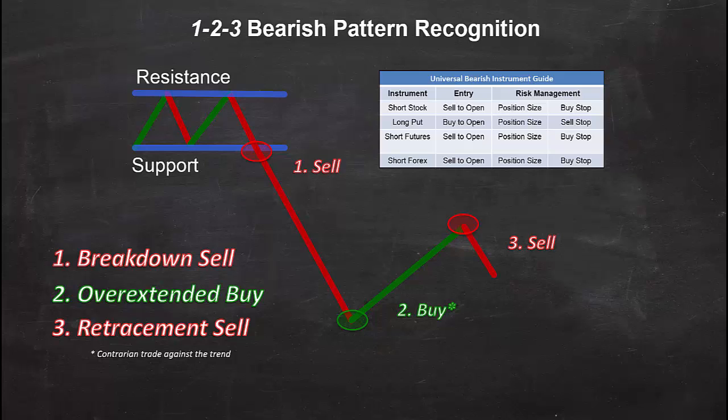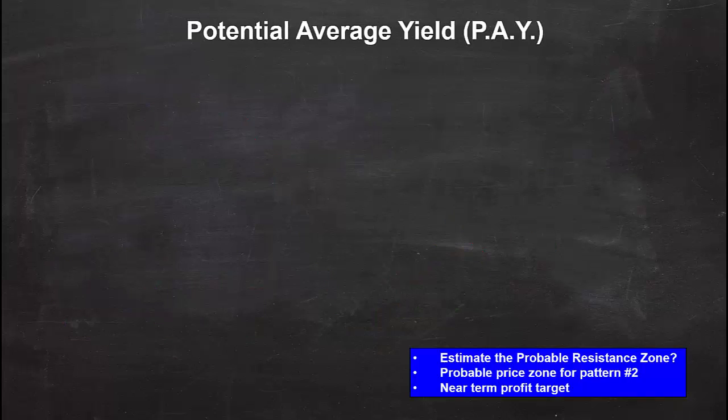Now, in all of this, visually we can identify pattern 1. Visually we can identify pattern number 3. What we cannot visually really see happening at the time is pattern number 2. And so in pattern number 2, we use what's called the average cycle, the average true cycle of the currency or the commodity or the stock or the fund or the market itself. We call it PAY, potential average yield.